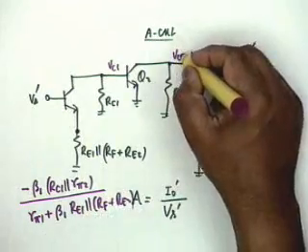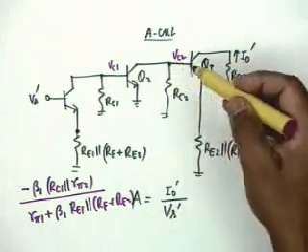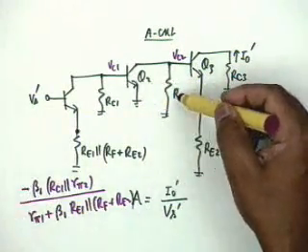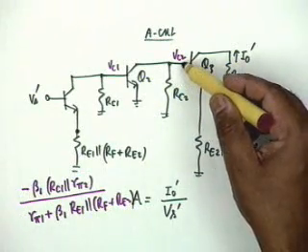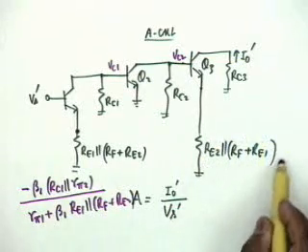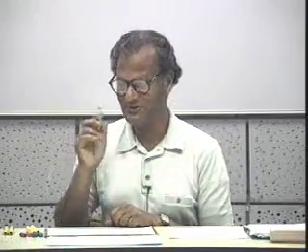Gain of the second stage, if I calculate Vc2 by Vc1, the effective load, the gain would be minus GM2 multiplied by RC2 parallel R pi 3 plus beta 3 plus 1 multiplied by this. Is that clear? You should be able to do this by inspection. That is the sure test of a student who has graduated through SCDS 204. Okay, you should be able to do it by inspection.